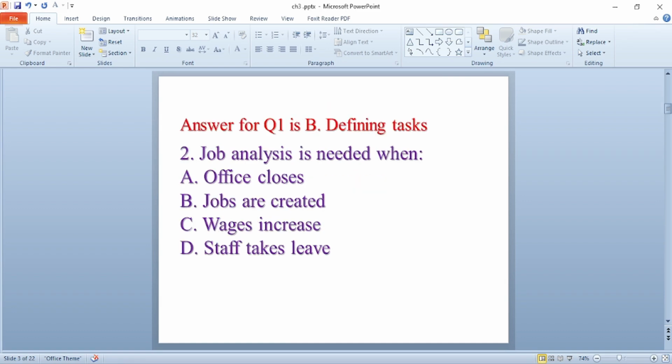Question number 2. Job analysis is needed when: A. Office closes. B. Jobs are created. C. Wage increases. D. Staff takes leave. The answer for this question is B. Jobs are created.